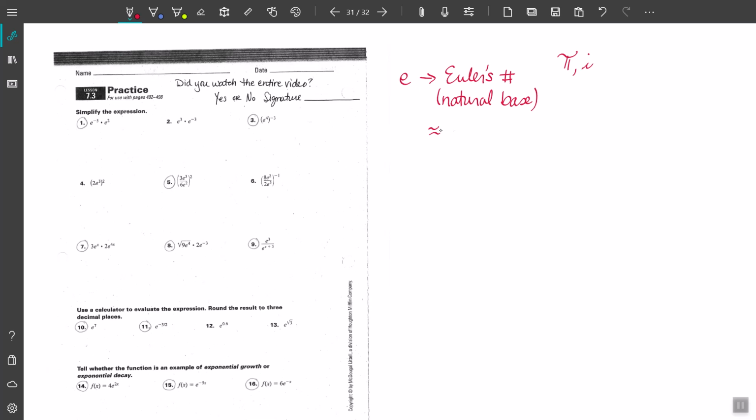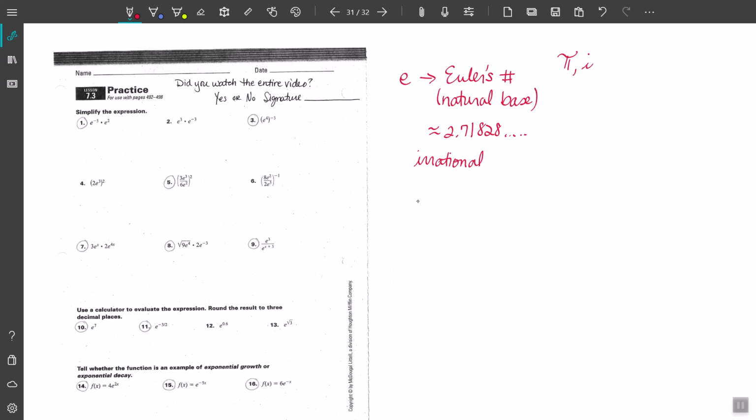It's approximately equal to 2.71828, but it's going to keep going. So this is an irrational number, right? It's neither going to terminate or repeat. It does not terminate or repeat. That's what makes it irrational. It is in calculus.